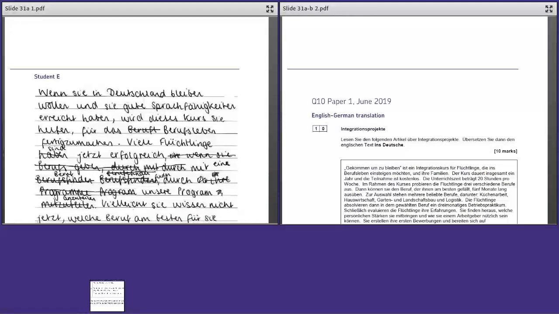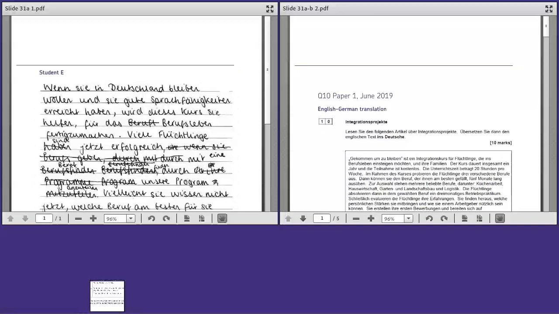So Miroslava, if the delegates can have control so they can scroll through. Again, you've got the translation and the mark scheme, and then the student response. And what I'm going to do is just go through it with you and explain why the students did or didn't get the marks in this case.